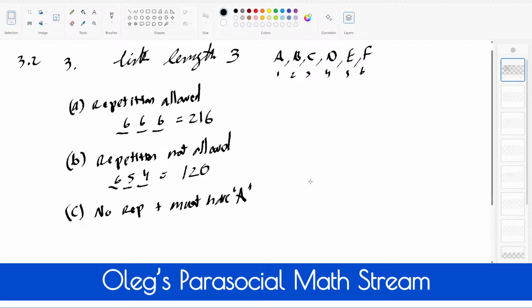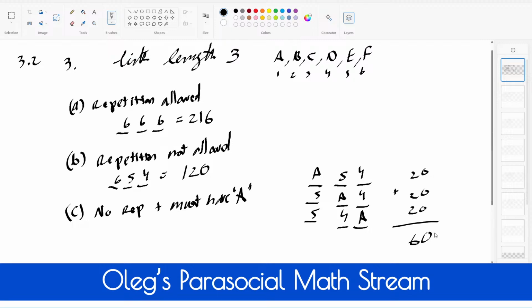So the first 2 are correct. The third one was wrong. So we're going to fix this real quick. A. Okay. So we have 3 A's. So now we drop the A. We have 5, 4, 5, 4, 5, 4. I'm going to add it. 20 plus 20 plus 20. You get 60. Okay, that's correct.